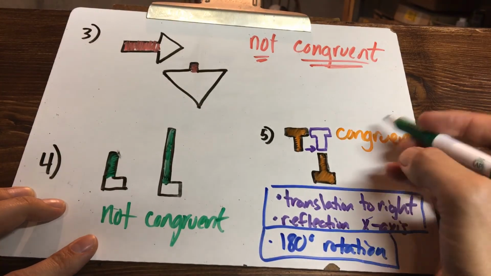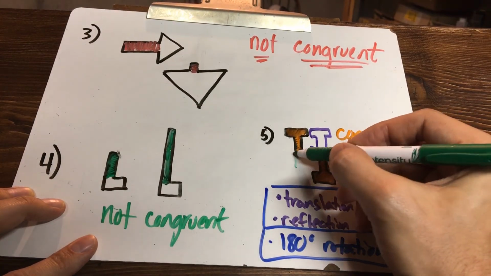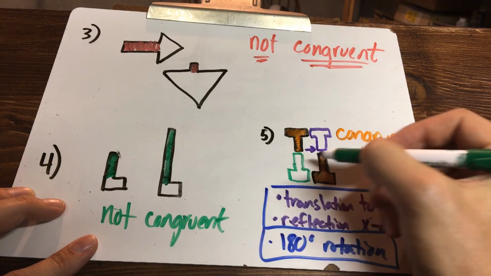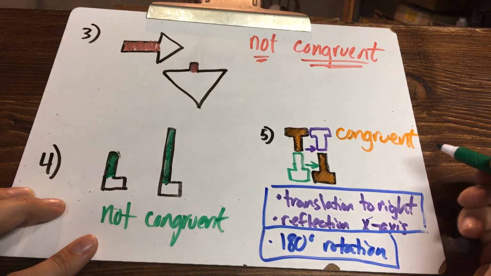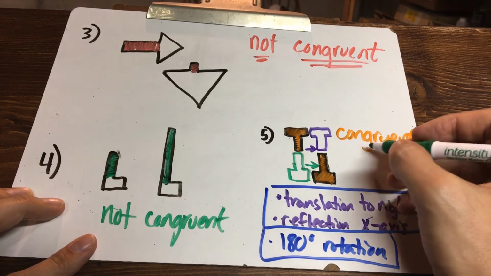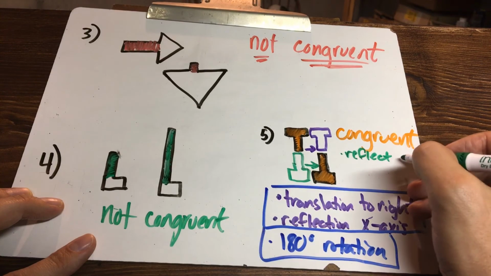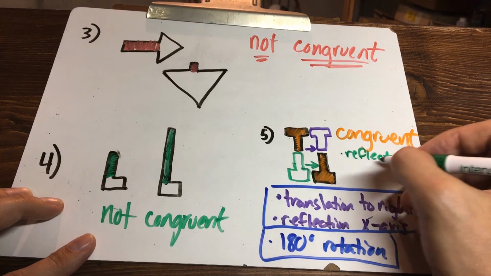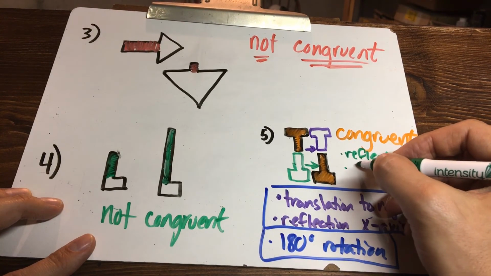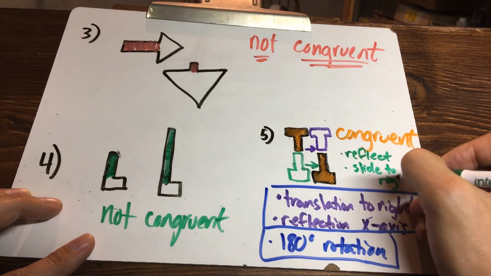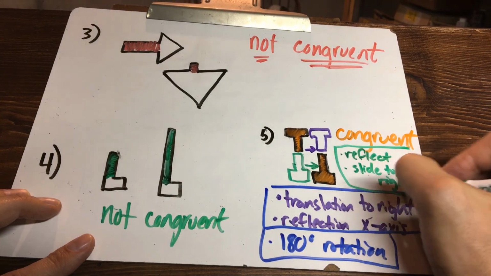Could you have just reflected it right at the beginning? Just do a reflection right here. And then slide it to the right from there? I think that would work too, right? So you could do the reflection first. Reflection, and then you could slide it to the right. Translation to the right. So there are 3 possible options. I think they would all work.